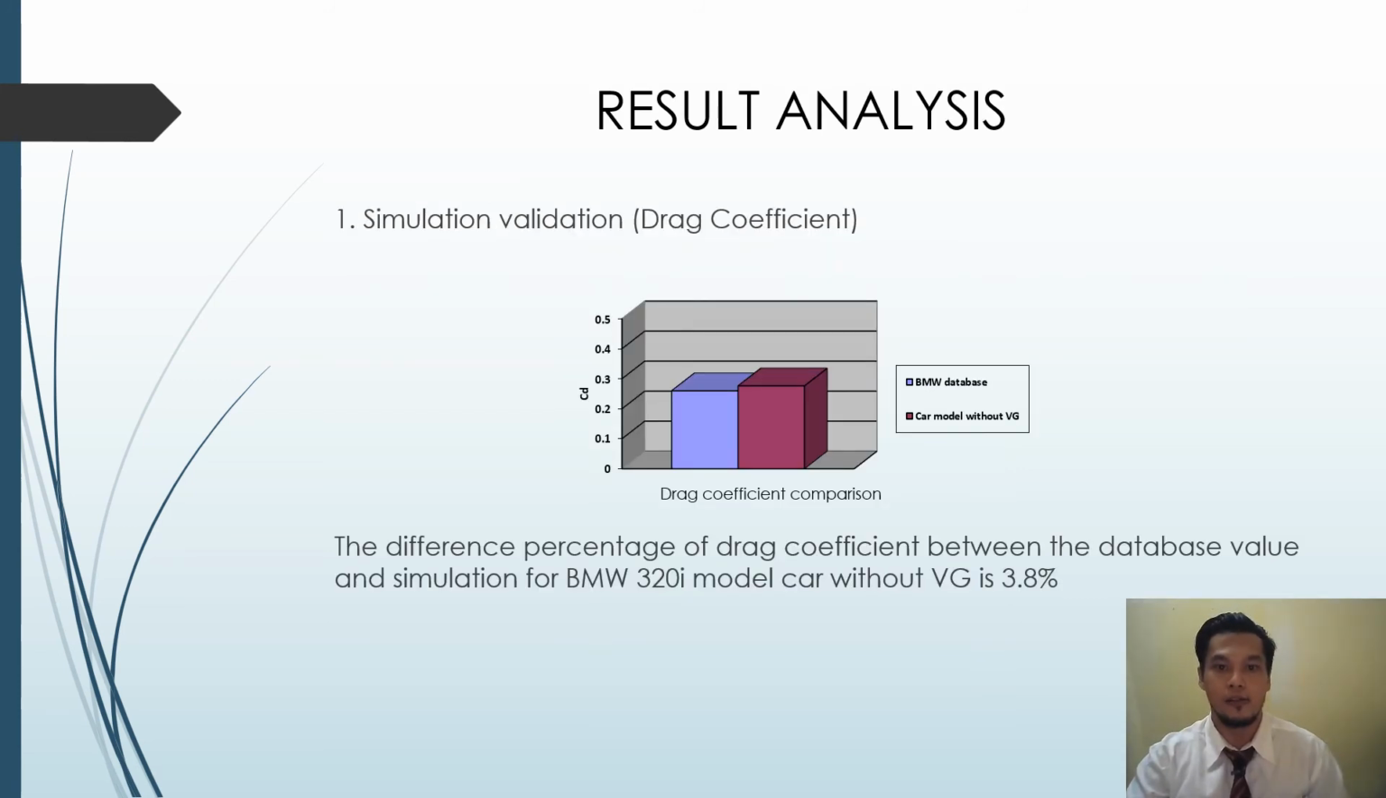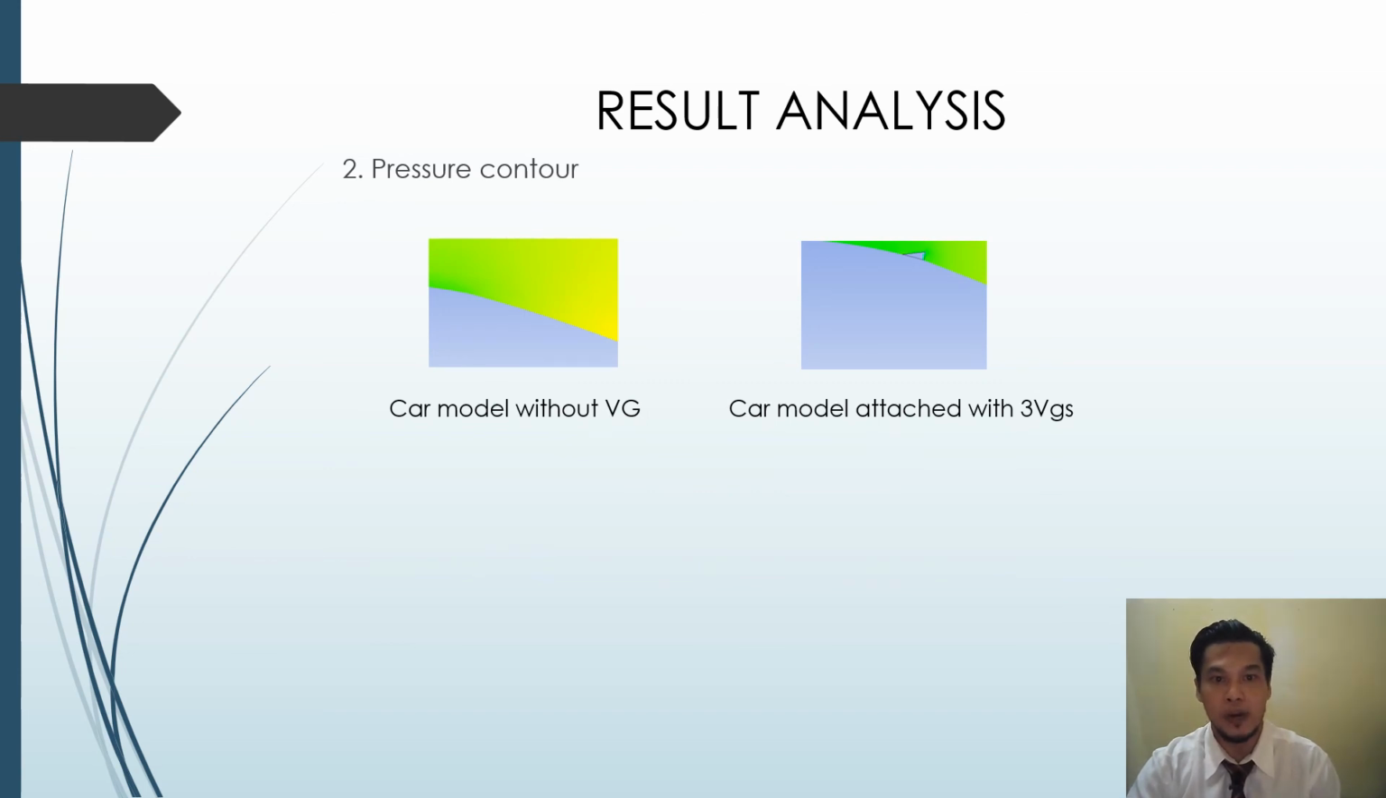There are three results that can be analyzed from the simulation. The first one is the simulation validation of drag coefficient. So, from the simulation, the drag coefficient for the car model without VG is 0.27622. This means the difference percentage of drag coefficient compared with the database value is 3.8%.